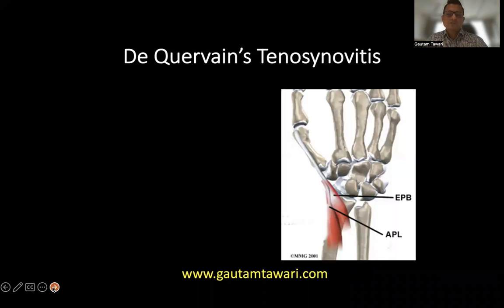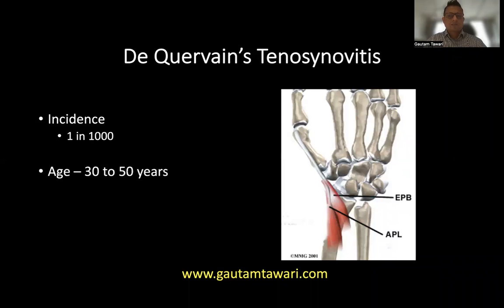So De Quervain's tenosynovitis is essentially inflammation around the first compartment of the hand. This involves the extensor pollicis brevis and abductor pollicis longus. It is not a very uncommon disease, seen in 1 in 1,000. Essentially seen in women aged between 30 and 50 years, and often in the dominant wrist, as that is the more used hand.